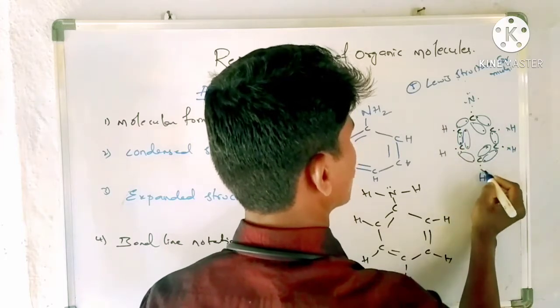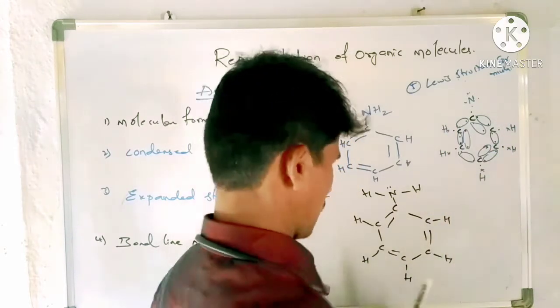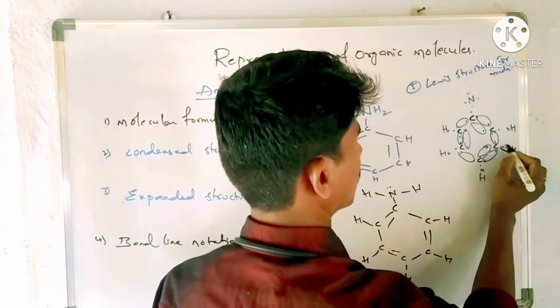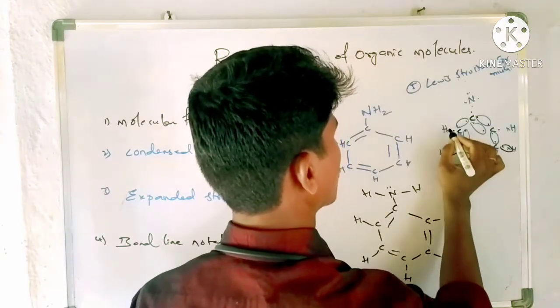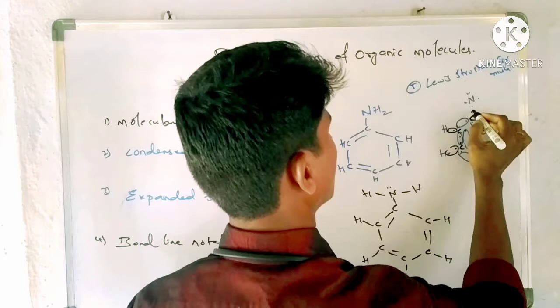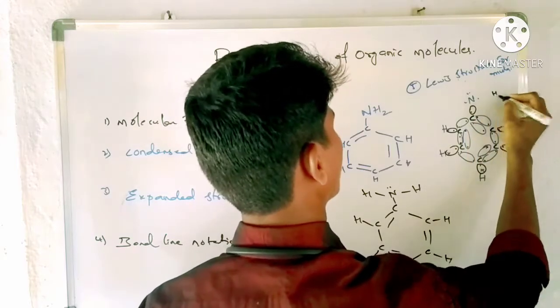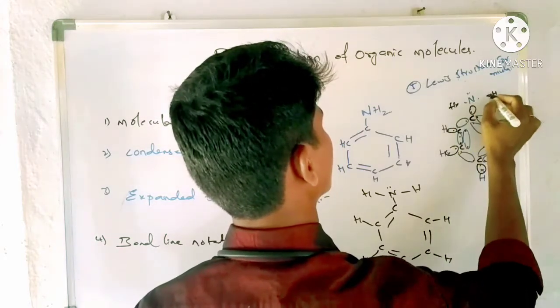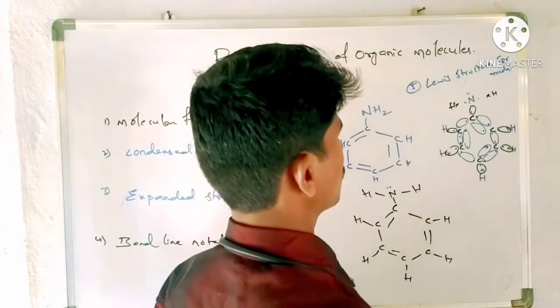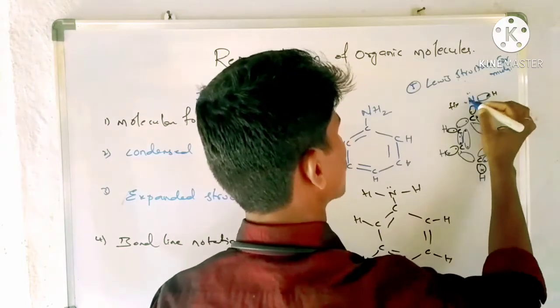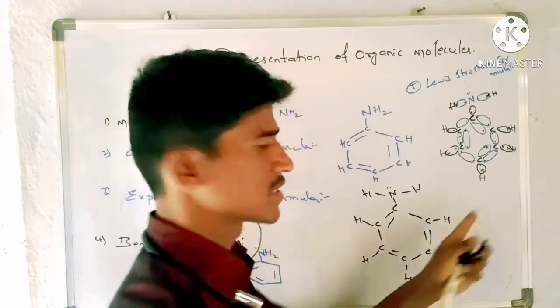From the hydrogens also you are writing the bonds. So this is a bond, this is a bond, this is also a bond, and carbon-nitrogen is also a bond. Here is a hydrogen, and here one more hydrogen. This also leads to the formation of a bond. So now this is the Lewis representation.